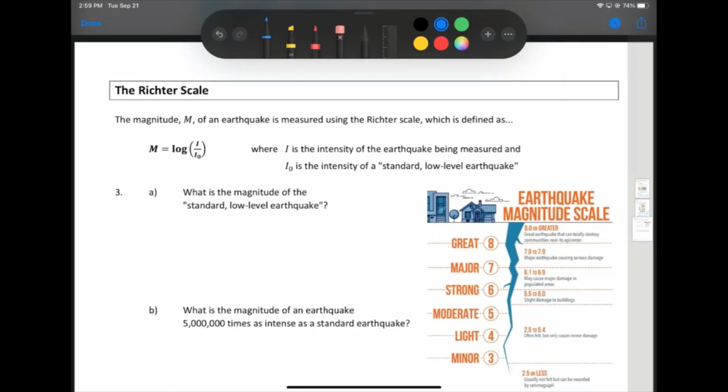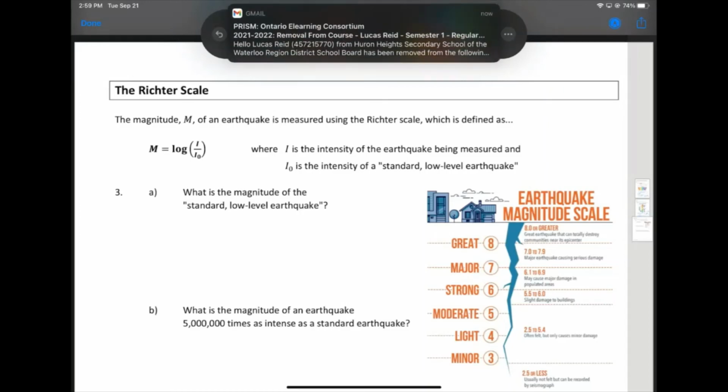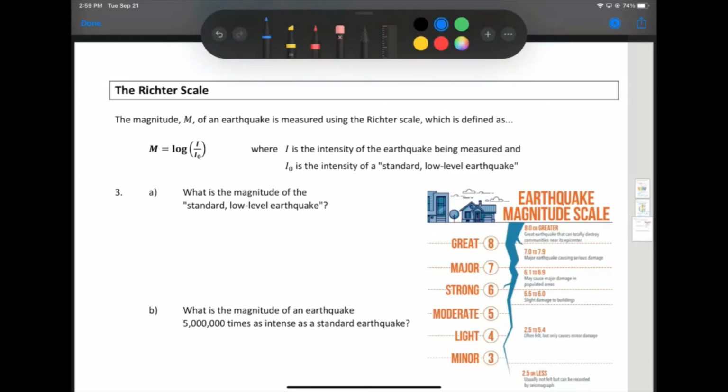a standard low-level earthquake. I've got to be honest with you, I'm not sure I even understand exactly what that means. Some base vibration in the ground. So the magnitude of a standard low-level earthquake, not the intensity, but the magnitude, would be what we get if I is I naught. So we get I naught over I naught, which is log of 1.